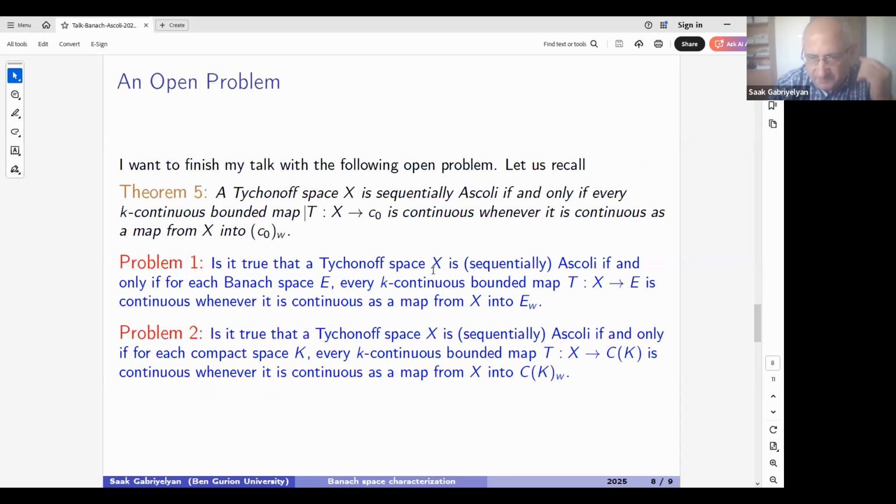So is it true that a Banach space X is sequentially Ascoli if and only if for each Banach space E, every K continuous bounded map T from X to E is continuous whenever it is continuous as a map from X into this space E endowed simply with the weak topology? Let me note that in the previous theorem I formulated it for the dual Banach space, here for any Banach space. So this is a considerably stronger condition. Is it true that instead of any Banach space one can consider a special class of Banach spaces C(K), where K is a compact space? So this is a Banach space over a compact space.